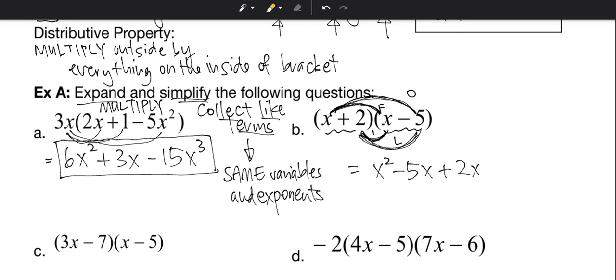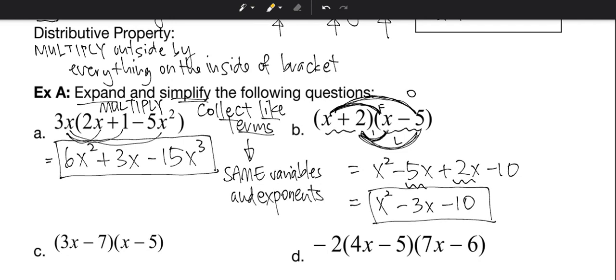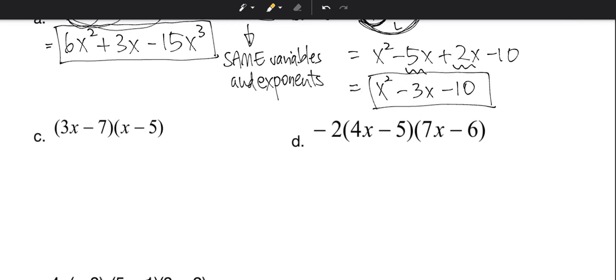2 times x, and 2 times negative 5. You'll notice I'm also putting the sign with it because that's going to separate out my terms. Okay, so I've expanded. Now I'm going to collect like terms. x squared is by itself, negative 5x and 2x, so negative 3x, minus 10. Okay, that's my simplified version. I'm going to do a little victory dance and move along.